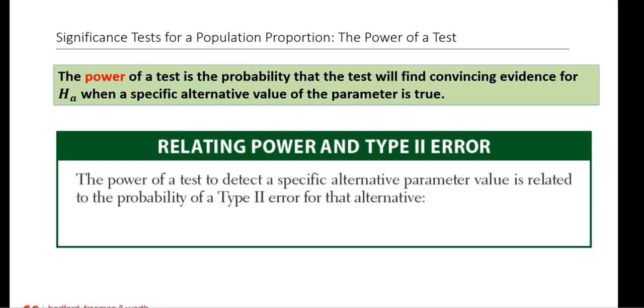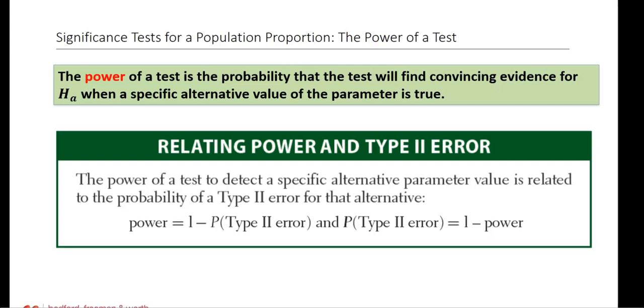It's related to the probability of a type 2 error for the alternative. In fact, I would think of it as the complement of a type 2 error. So type 2 error, if you remember, we talked about that's beta. So 1 minus beta is the power. If you move that formula around, you can solve it for another one there. But here's what I mean.